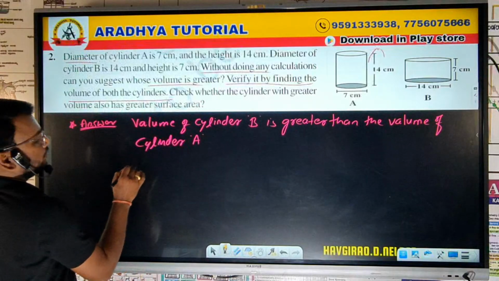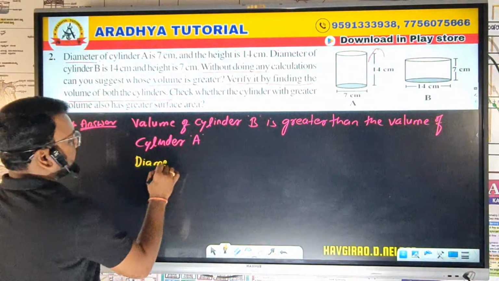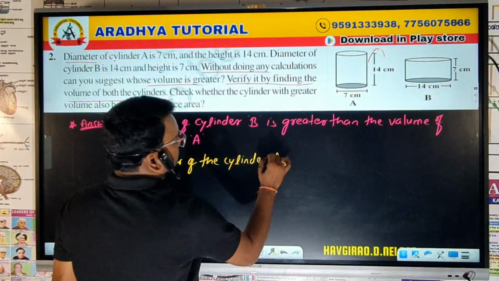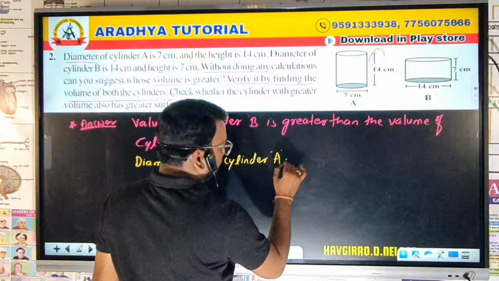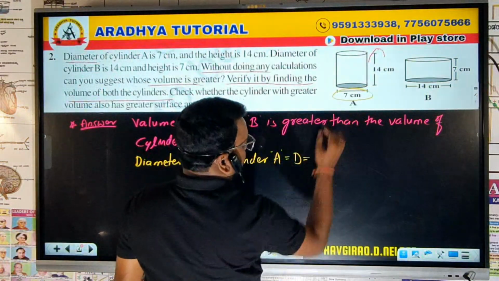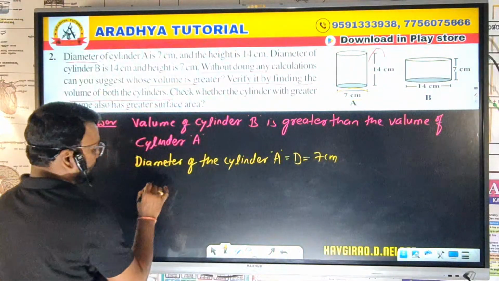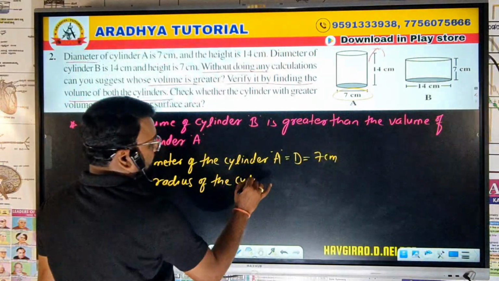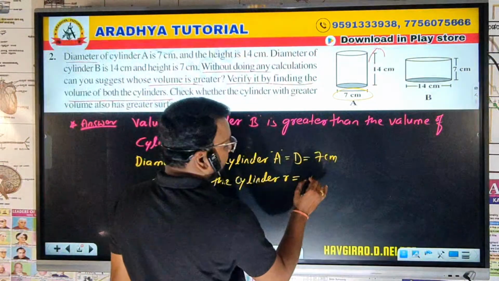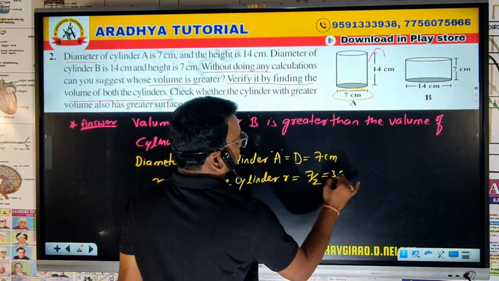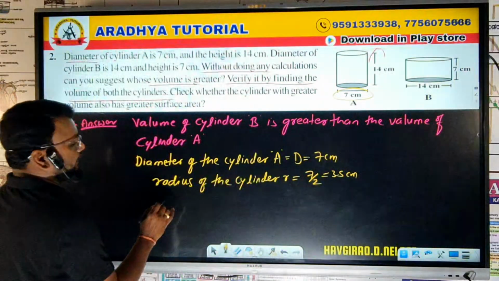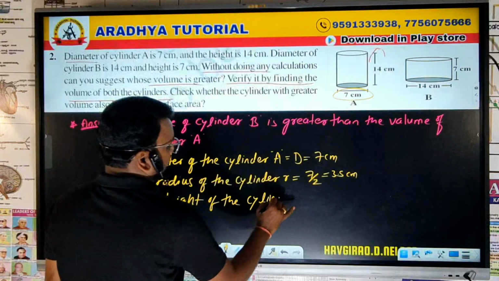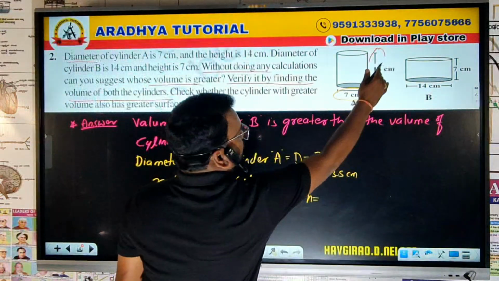Now diameter of the cylinder A, we are considering D is 7 centimeter, and radius of the cylinder R equals to D by 2, means 7 divided by 2, that is 3.5 centimeter, and height of the cylinder H equals to 14 centimeter.